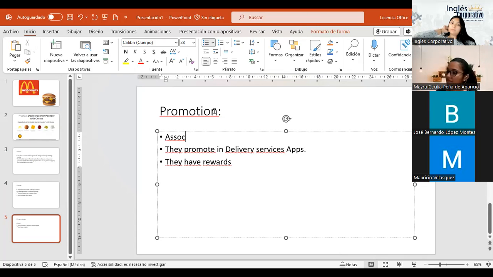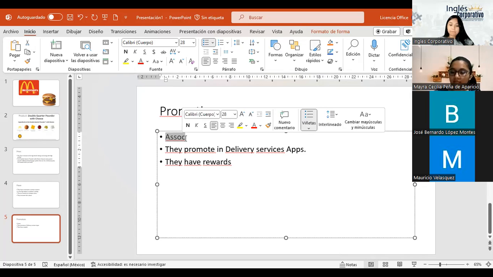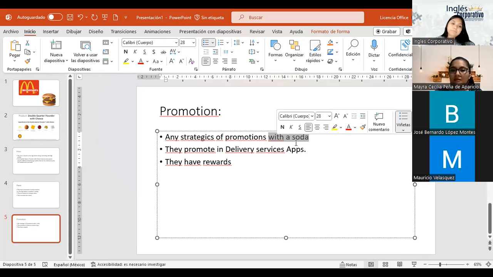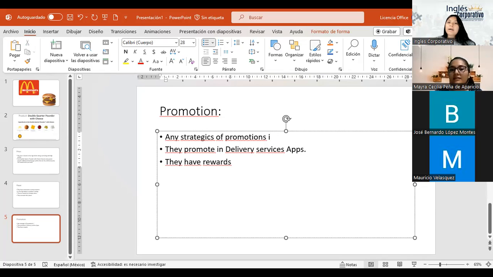Any strategy to promotion when I give away glass with drink? When I give away glass, cuando regalan vasos por la compra de una hamburguesa. Esa es una estrategia. With soda. With a qué, Mauricio? Soda o drink. Bebida. So I feel they give promotional items. Como los promocionales, right? Promotional items.